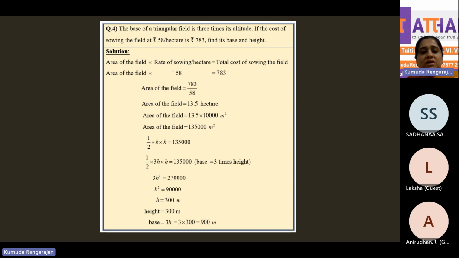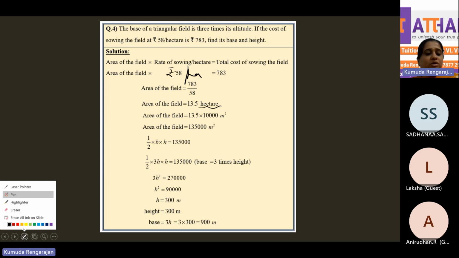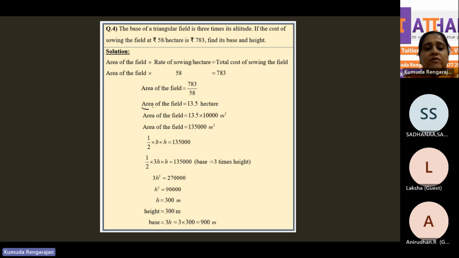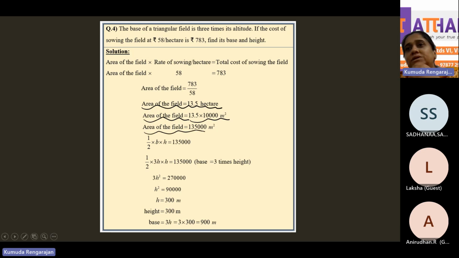Why hectares? Because it is 58 rupees per hectare. So the area of the field you will get in hectares. So the area of your field is 13.5 hectares. But you want it in meters square. So area of the field is equal to 13.5 into 10,000 meters square. So the area of your field is 1,35,000 meters square.